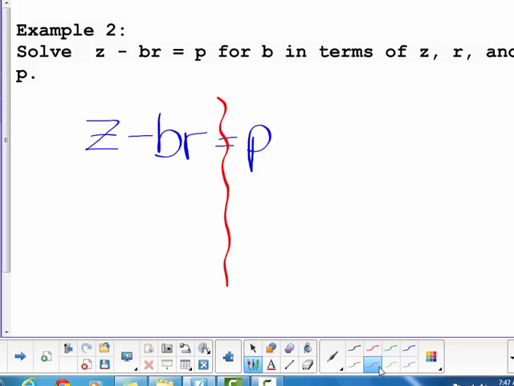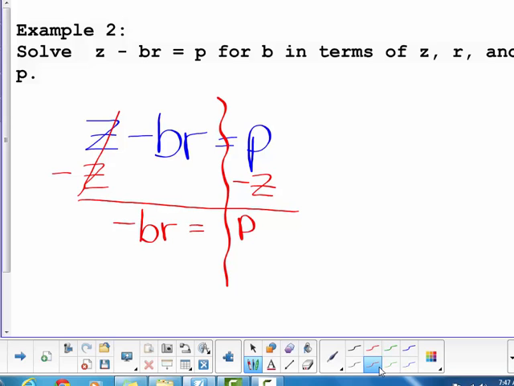So the first thing that I see is, if I'm trying to isolate this variable and I cover it up, I see that I have to move away this positive V. So the first thing I will do is subtract V from both sides. Now I have negative B times R equals P minus V. That negative B times R is the same thing as B times a negative R.